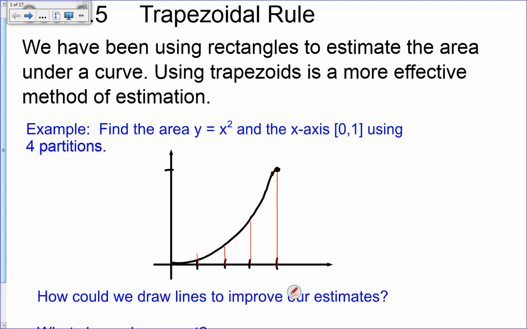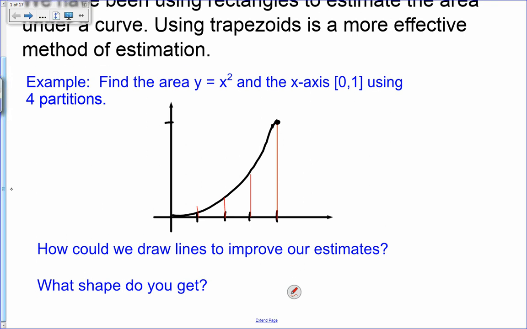For example, if we look at y equals x squared, the picture drawn is going from 0 to 1, and I have 4 equal partitions. So how could we draw shapes under this curve to improve our estimate rather than using rectangles? I'm just going to go through this pretty quickly. Instead of using rectangles, we could connect each of these lengths using straight lines, and we have 4 trapezoids. And the tops of these trapezoids follow along the curve pretty well, much better than rectangles do.